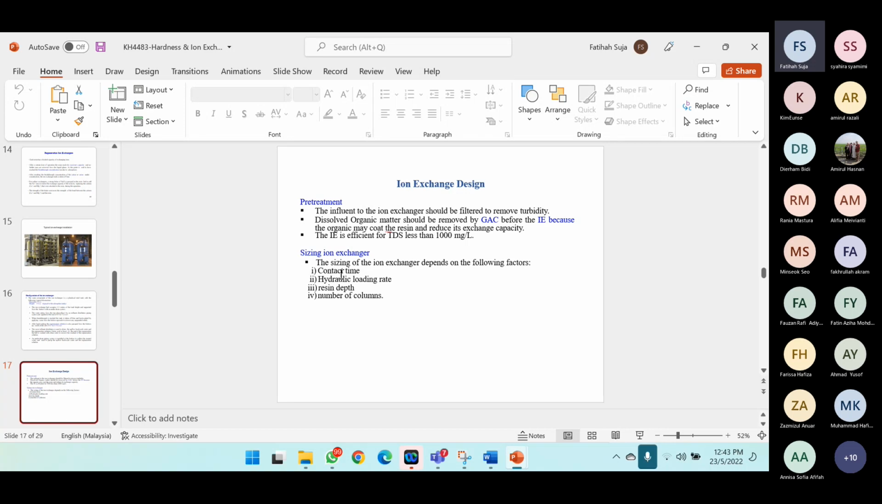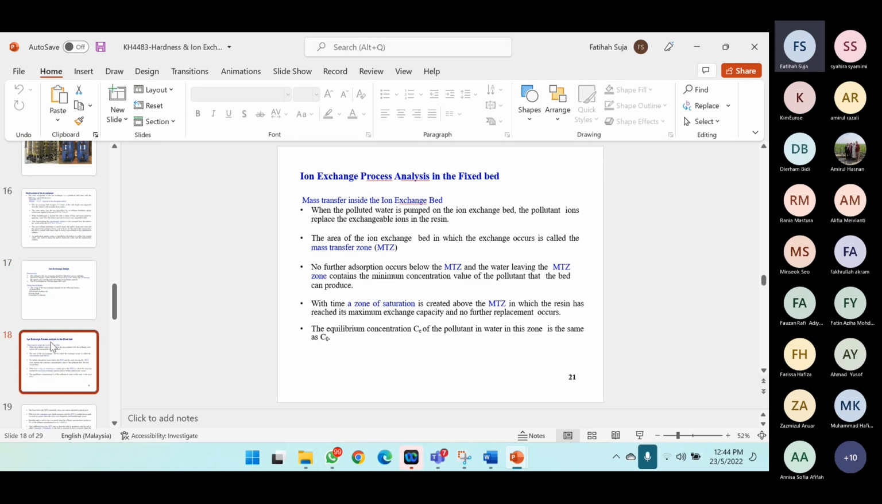Then sizing the ion exchanger. The sizing of the ion exchanger depends on the following factors: contact time, hydraulic loading rate, resin depth, and number of columns. So these are the design parameters that you need to specify whenever you use this ion exchange system.